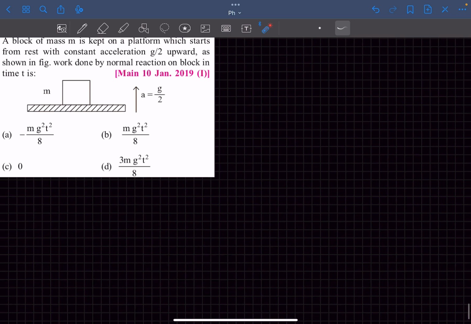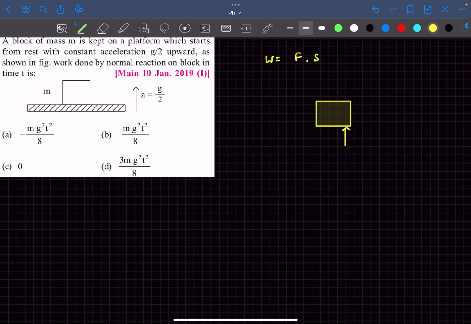So in this question, a platform is moving up with an acceleration of g by 2, and we have to find the work done by the normal reaction on this block. The work done by any force is defined as the dot product of the force with the displacement of the point of application of the force. In this particular case, first let's draw the FBD of the block.